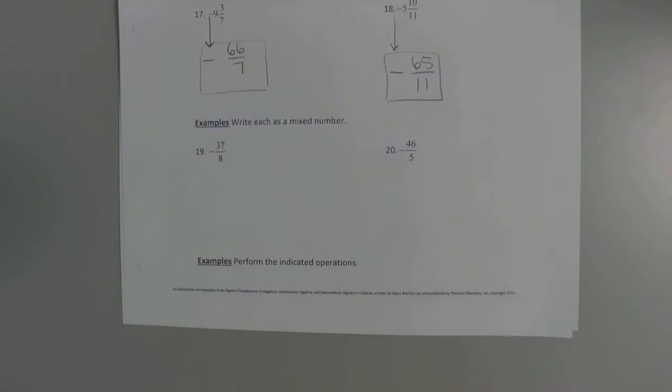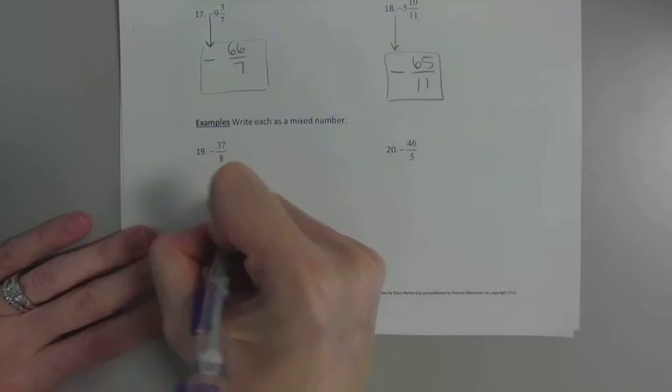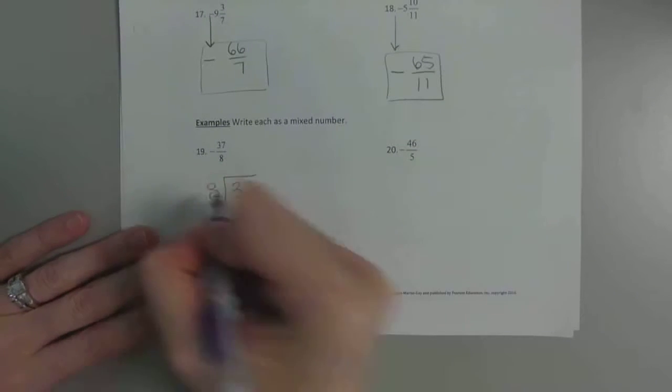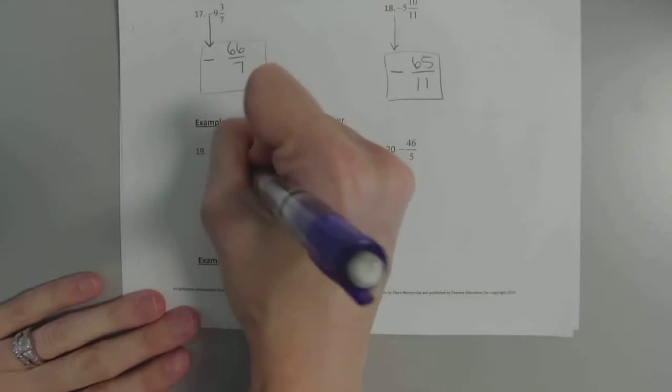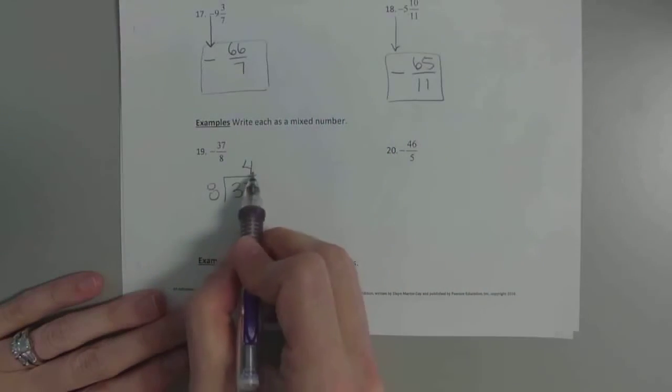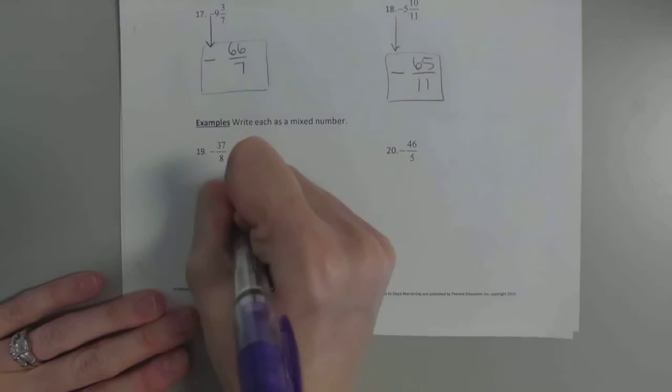Guess what? This is the exact same idea. Just do the division part without the negative, and then once you get your answer, put the negative in front, okay? So let's take 37 and divide by 8. Yeah, 4, right? Because 5 times 8 is 40. That puts us too high, right? So we go in 4 times. What is 8 times 4? 32.